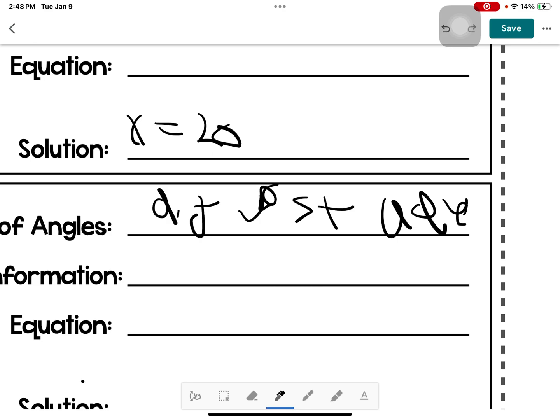Guys, what is important information about that? They're right next to each other. The sum is. Look at the diagram. Angles that are right next to each other. It'd be like the sum.